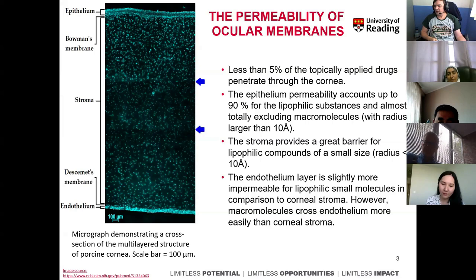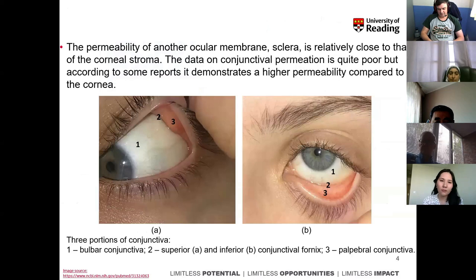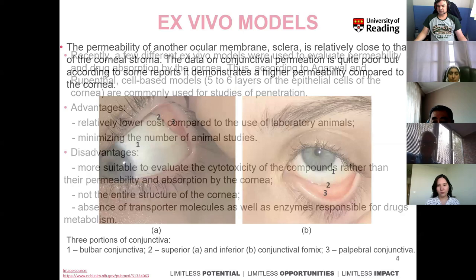In contrast, the stroma provides a great barrier for lipophilic compounds of a small size. Interestingly, the endothelium layer is slightly more impermeable for small lipophilic molecules compared to the corneal stroma. However, macromolecules cross the endothelium more easily than the corneal stroma. The permeability of sclera is relatively close to that of the corneal stroma. Another layer providing the eyeball with protection is called the conjunctiva, all three portions of which are shown in the picture. The data on conjunctival permeability is quite poor, but according to some reports, it demonstrates a higher permeability compared to the cornea.